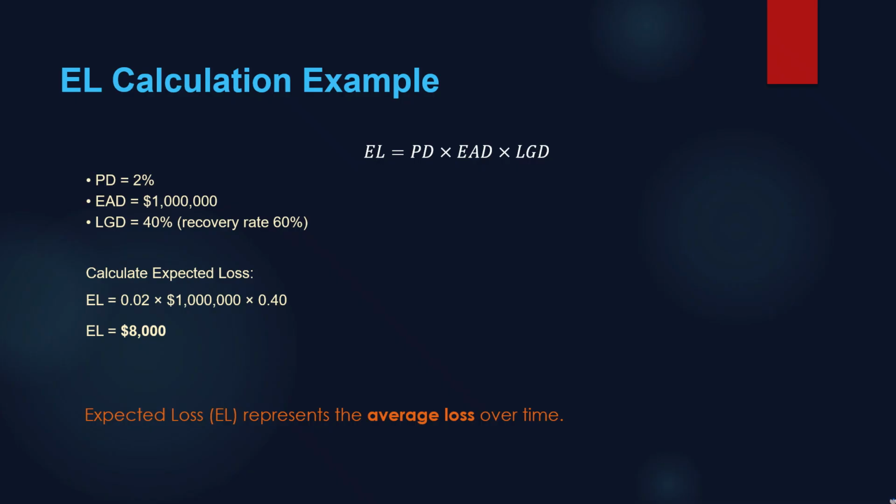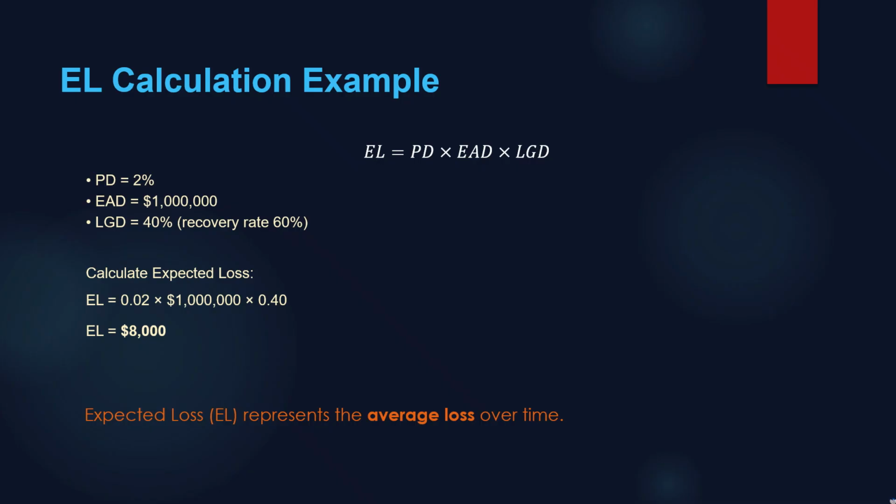Let's work through an expected loss calculation example. Given PD 2%, EAD 1 million, LGD 40%, which in this case means the recovery rate is 60%, we calculate the expected loss, or EL, as follows. EL is equal to PD times EAD times LGD. EL is equal to, in this example, 0.02 times 1 million times 0.4, and that gives an expected loss of 8,000.